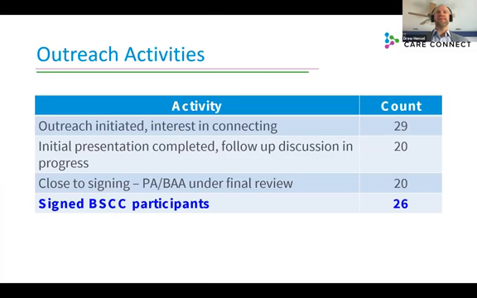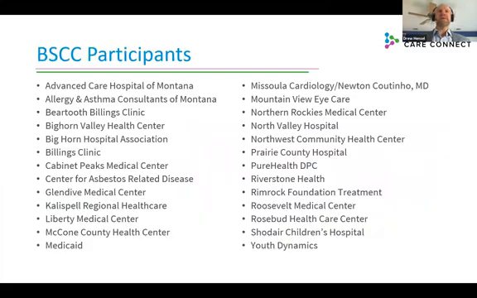And also, as you can see here from the numbers on the screen, we have made tremendous progress in signing up 26 participants to date, and we are close to signing another 20. Those 26 participants are all listed here on the screen. This is up to date as of, I think, a day or two ago. And we're also in the process of outreach to 102 facilities across the state, and that includes 8 critical access hospitals.